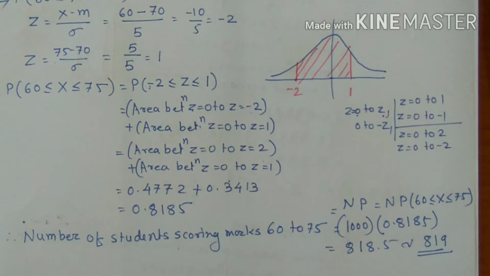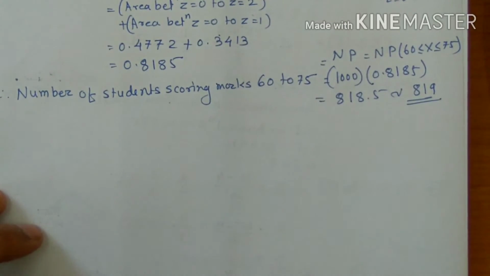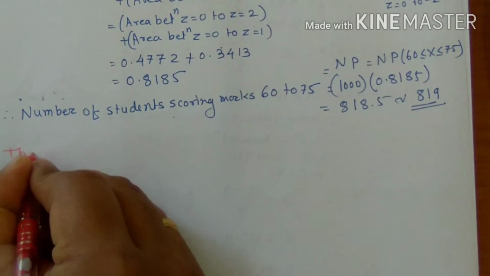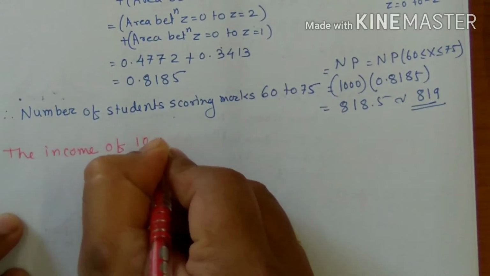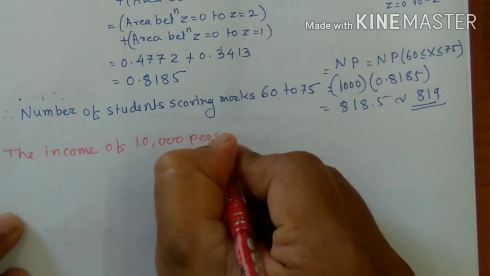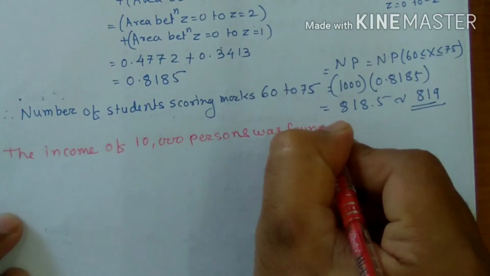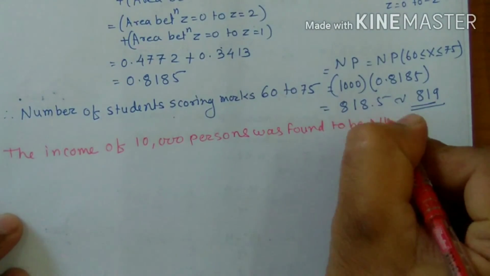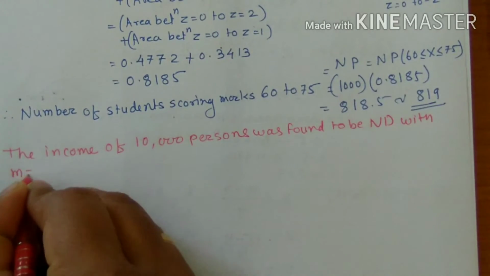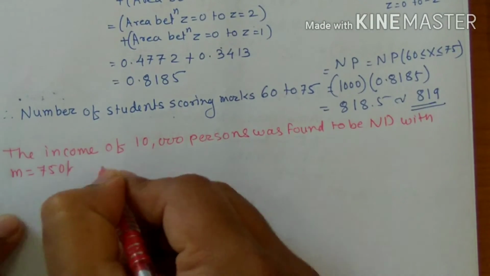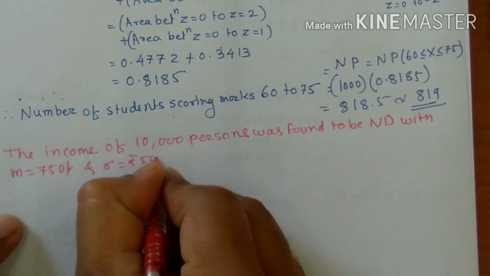Okay, now I am going to discuss one more problem. The problem is: the income of 10,000 persons was found to be normally distributed with mean 750 rupees and standard deviation of 50 rupees.